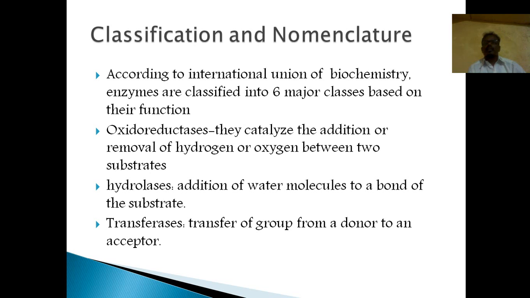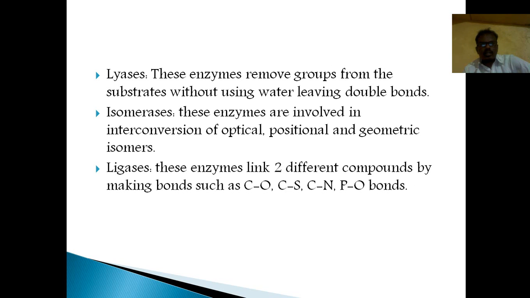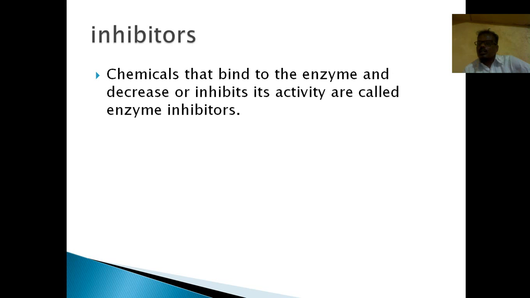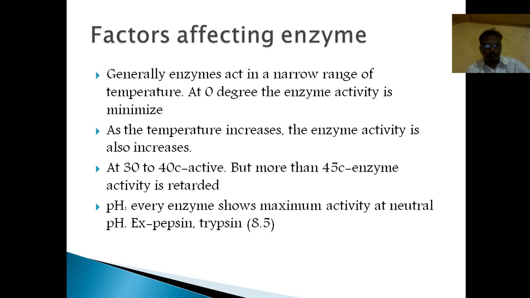Then classification and nomenclature. There are six major classes based on function: oxidoreductases, hydrolases, transferases, lyases, isomerases, and ligases. These are the types of enzymes. Then inhibitors: the substances which inhibit enzyme activity are called inhibitors.